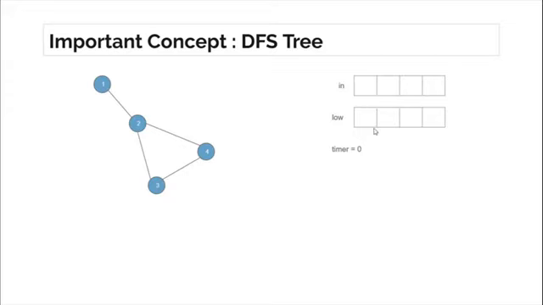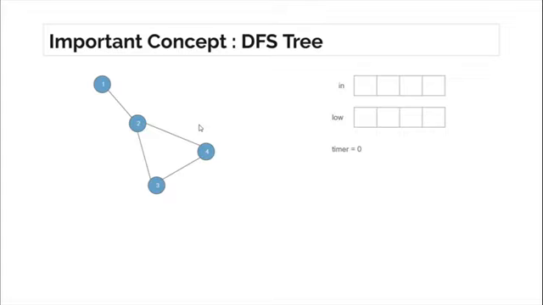Now low time is the time which indicates for each node what is the lowest ancestor which can be reached directly from that node. For node 4 it would be node 2. So low would store that information, right?